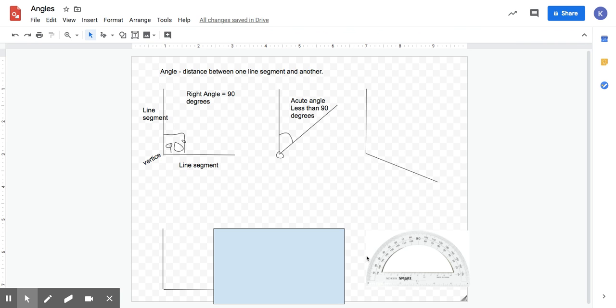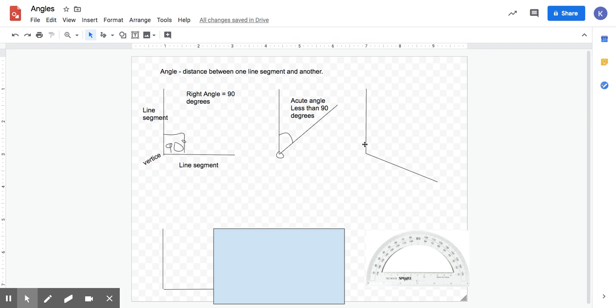I would use my protractor to measure that angle, and I would find it was less than 90 degrees, and I would write how many degrees in there. Well, let's go over to this angle. Line segment, vertice. Well, what do I call an angle? Let's look at this angle. Is it bigger, smaller, or the same as my right angle?